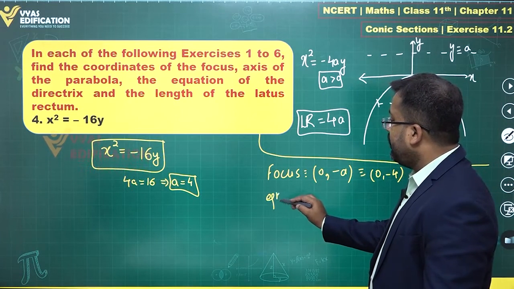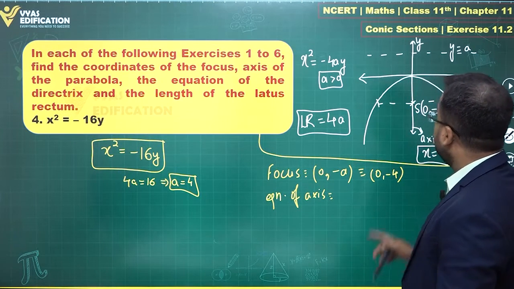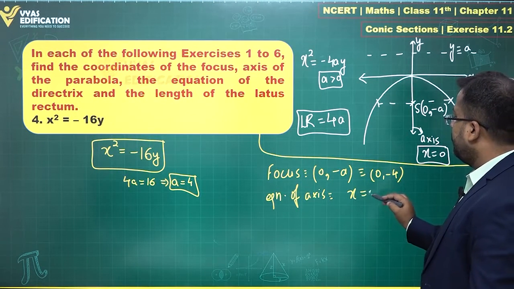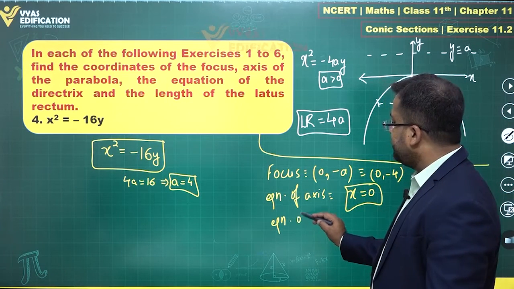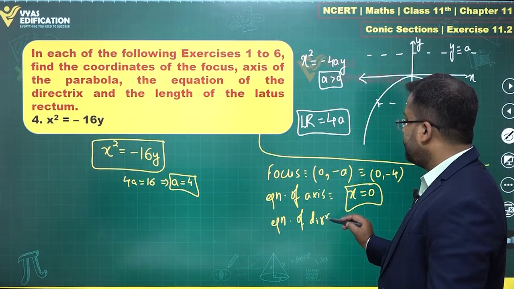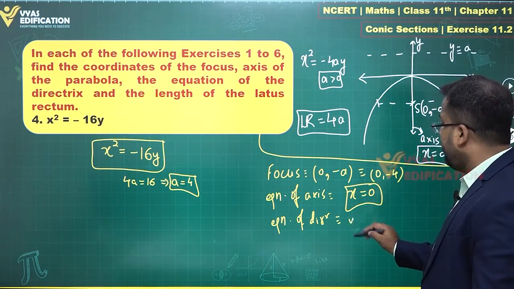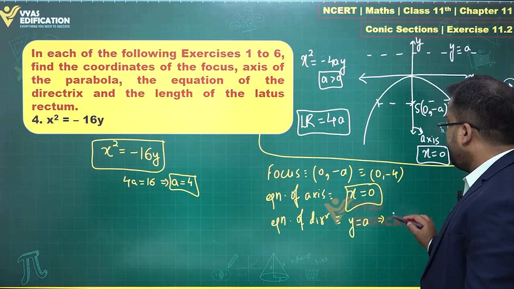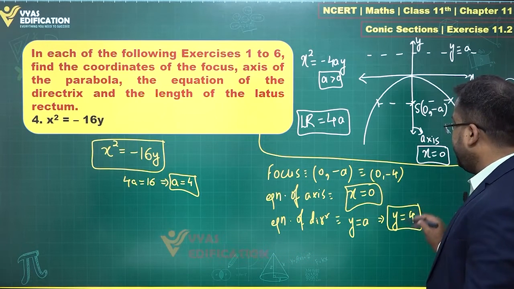Next, equation of axis. Equation of axis, what is that? X equals 0. This is the equation of axis, right? What about equation of directrix next? Equation of directrix. Can you identify the equation of directrix? This is y equals a, which tells me y equals 4 is the equation of directrix.